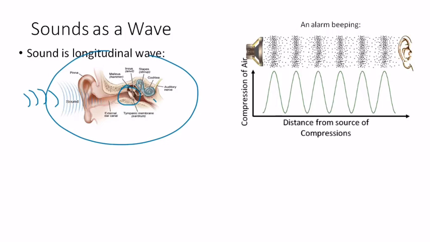Now, I think I mentioned this before, that longitudinal waves, like sound waves, can be represented by a graph like this, where our compressions are high along the y-axis, and along the x-axis is distance. And then this would be our rarefaction, and this would be our compression.